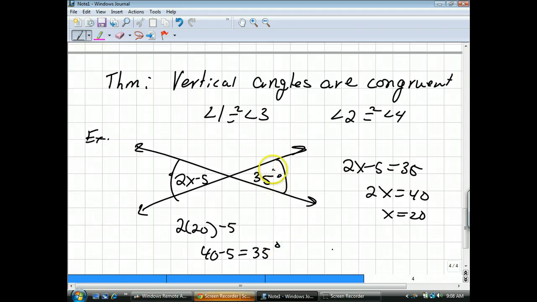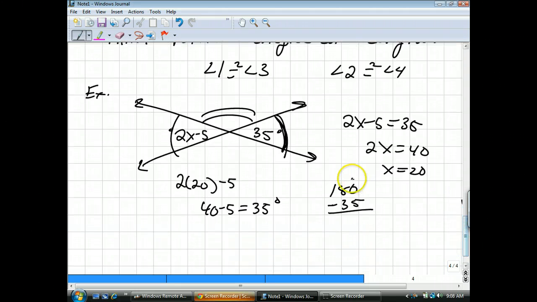And once I know that this angle is 35, then I can figure out what this angle is because I take 180 minus 35, because I know those two angles are supplementary. So I know this is 145 degrees, and if that one's 145, that means this one has to be 145 degrees. Okay?